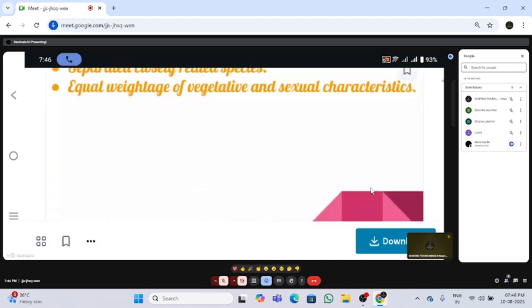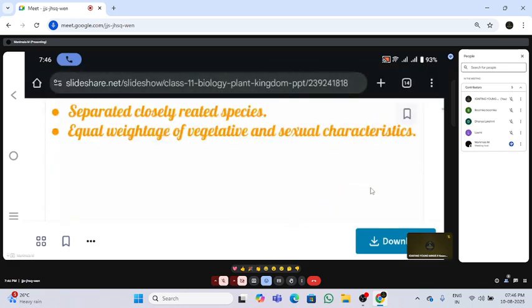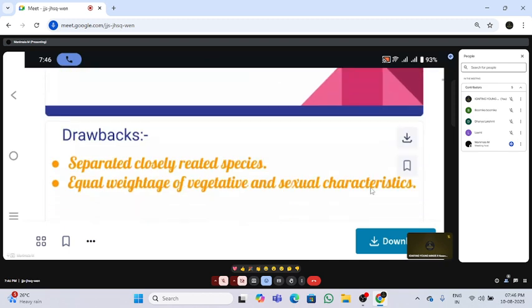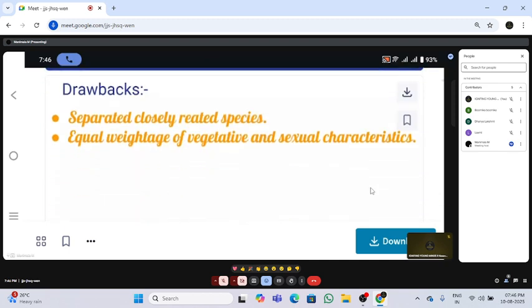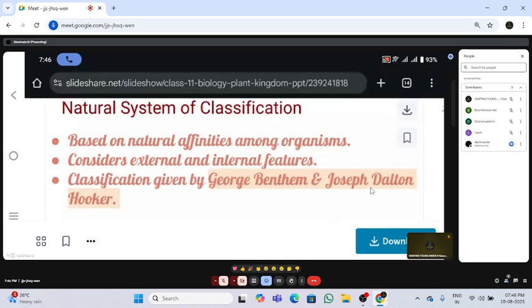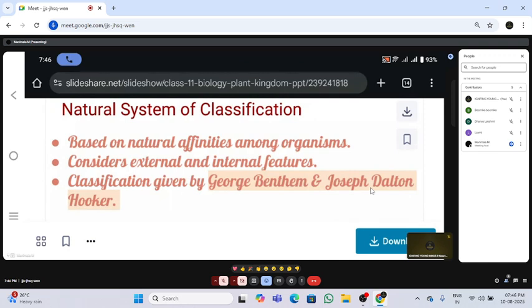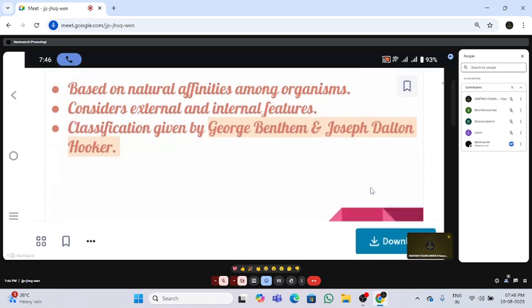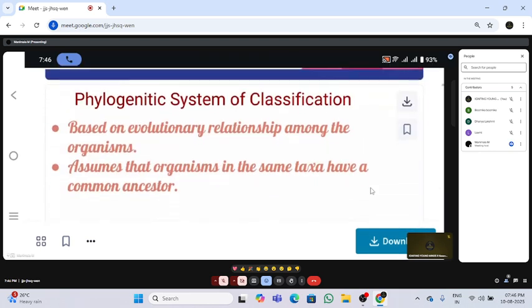And here are the drawbacks of the artificial system: it separated closely related species and gave equal weightage to vegetative and sexual characteristics. Natural system, we know, is based on the natural affinities among the organisms. So here both external and internal features are considered. This system was given by George Bentham and Hooker.